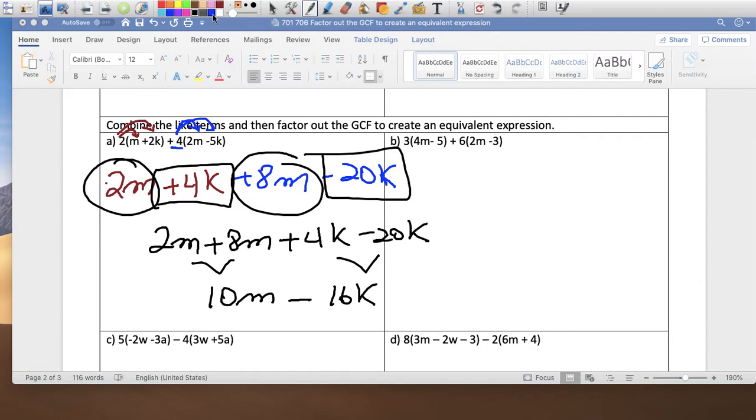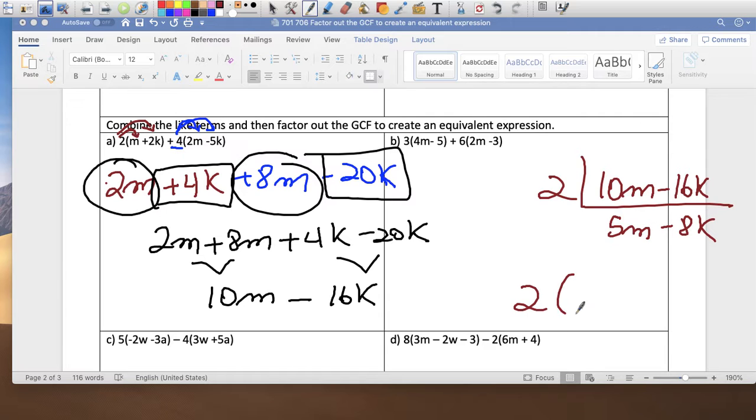Now from this point on, so 10m minus 16k. Put a 2 over here because that's the highest number. 2 goes into 10m 5 times. And 2 goes into 16k 8 times. So your final answer should have been this.